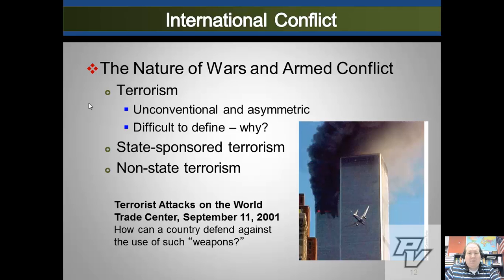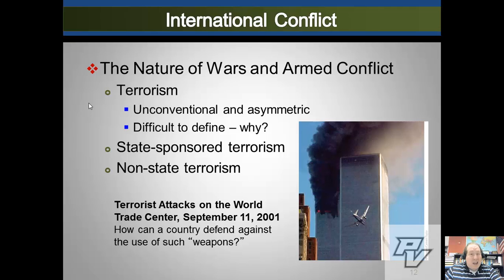State-sponsored terrorism is where you have a government that's actually sponsoring a terrorist group to carry out attacks wherever they see appropriate. Sometimes this is done so that a government can have something called plausible deniability, giving them an opportunity to not claim that their government was behind something when in truth they were.